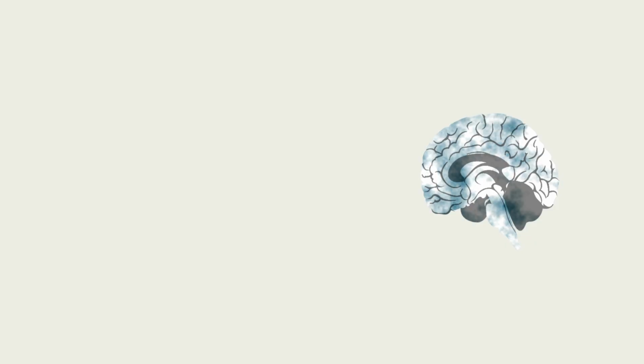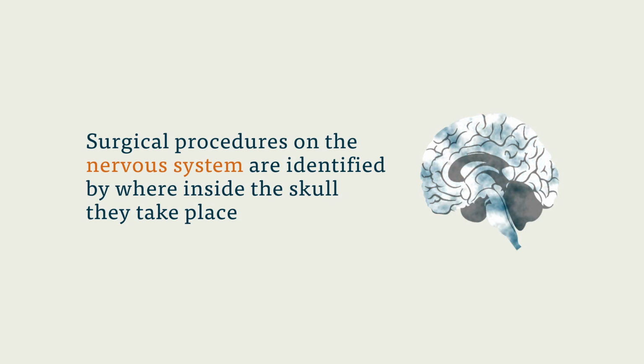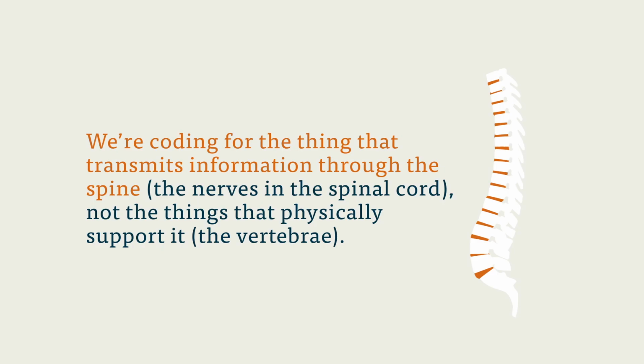You're going to need to master the vocabulary of the skull as well. Because the nervous system effectively encompasses the entire skull, surgical procedures on the nervous system are identified by where inside the skull they take place. When it comes to the spine and the nervous system, we're concerned more with the spinal cord than the spinal column. We're coding for the thing that transmits information through the spine, the nerves in the spinal cord, not the things that physically support it, the vertebrae.